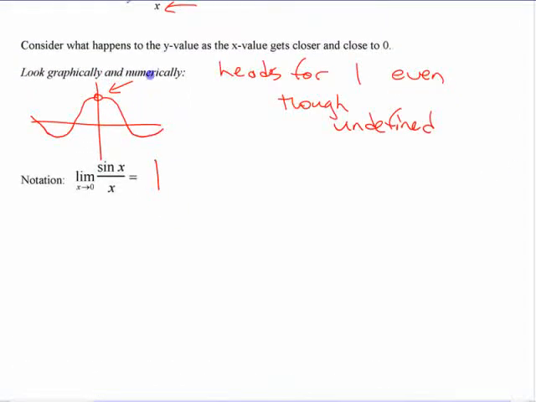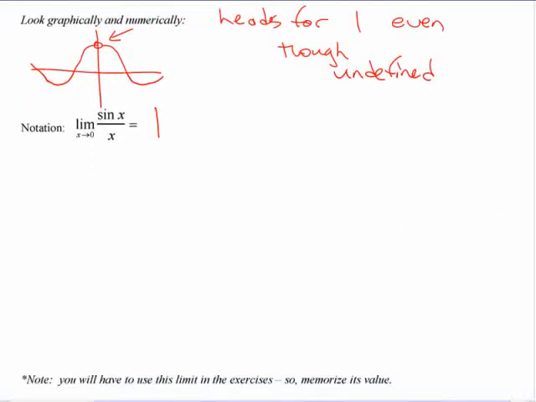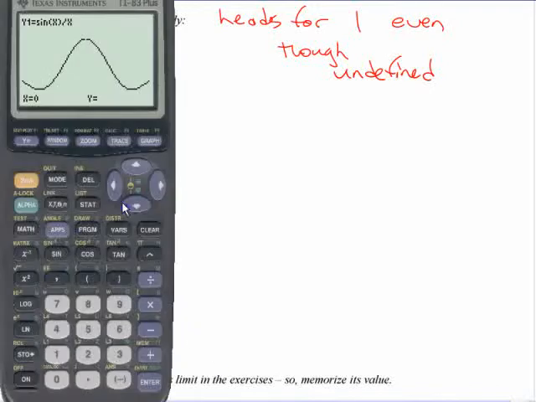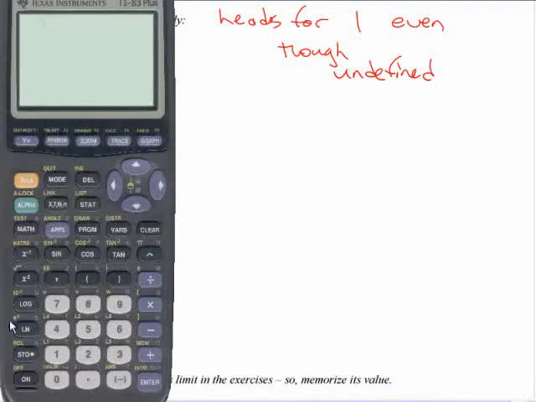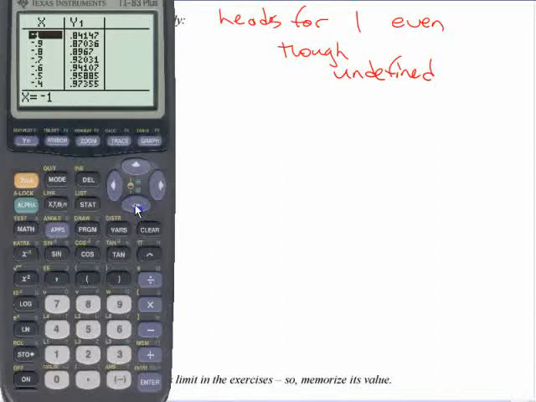You can look at a table. Numerically means looking at a table. If you look at a table for yourself on the calculator, if we have time here, start at -1, go by 0.1, set this up. Okay, you notice it says it's undefined there, but those values are approaching 1 as you get closer there. All right, we're going to look at another function in a second here in the next part.